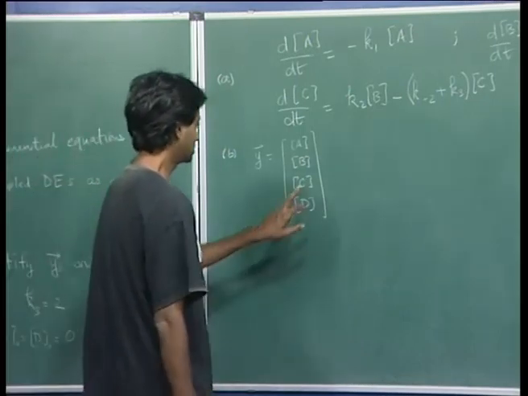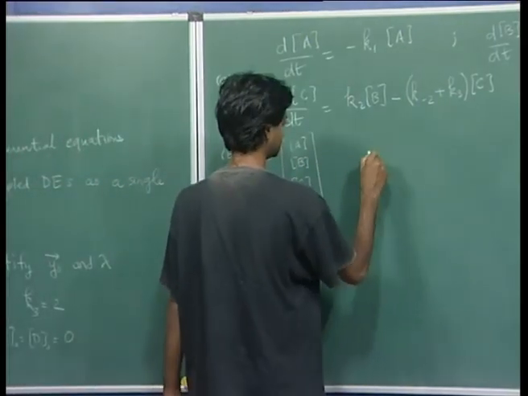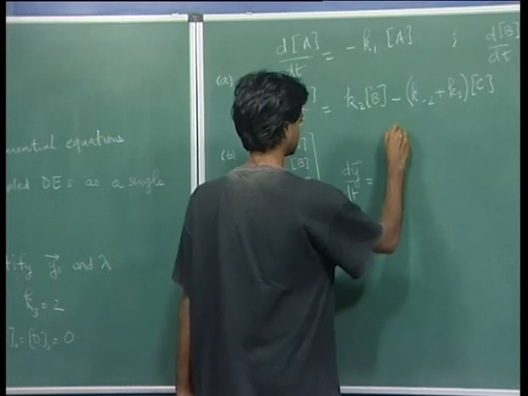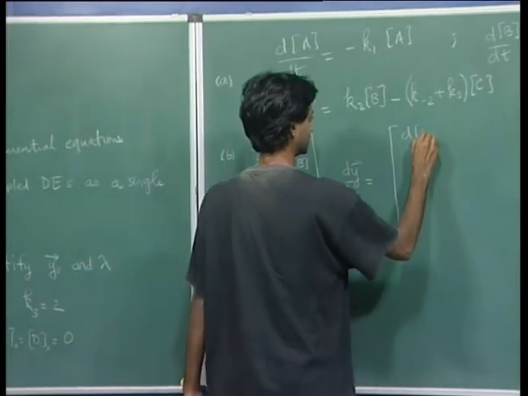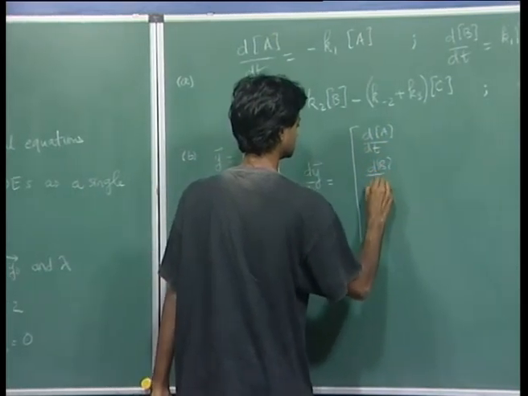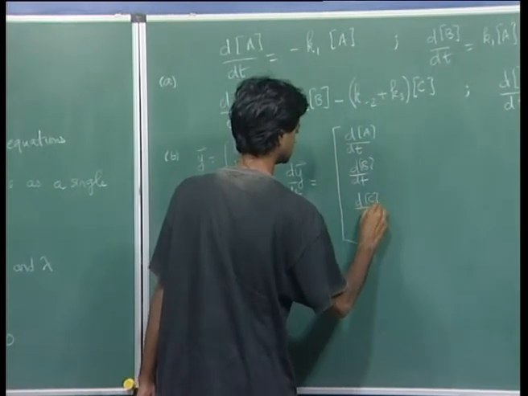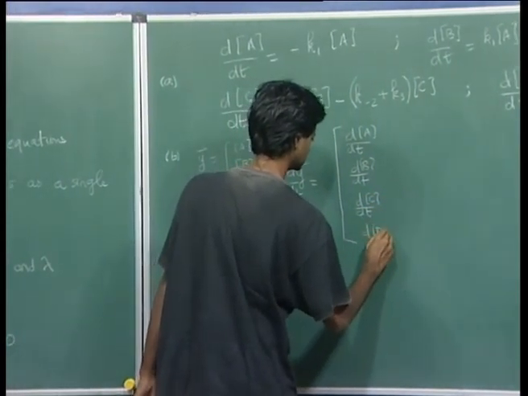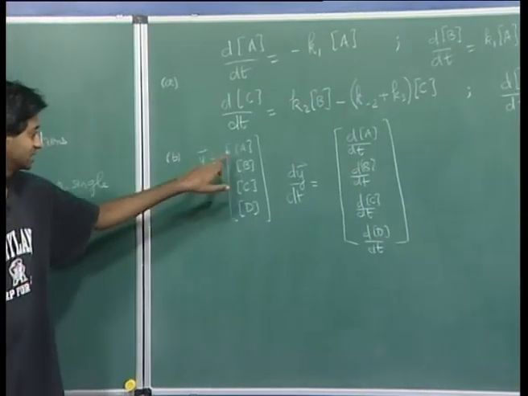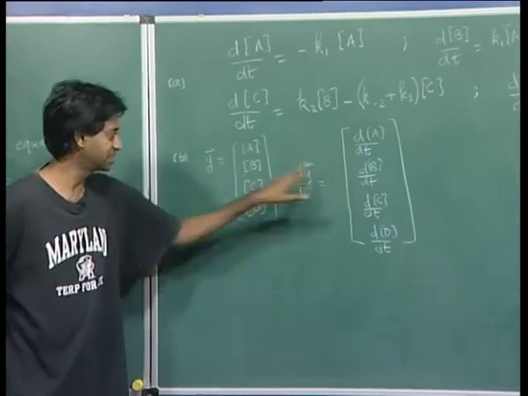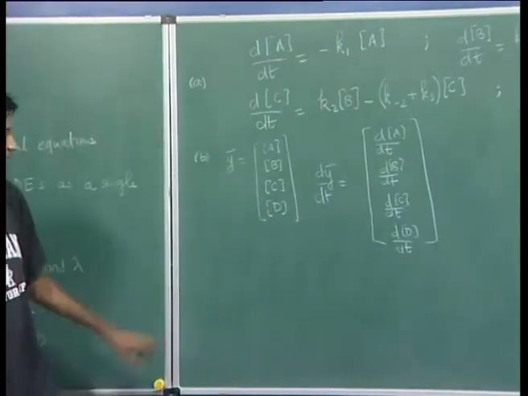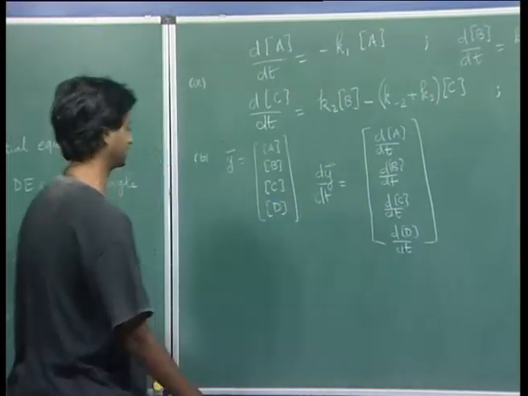Now we can write expressions. We can write this as dy by dt is equal to dA by dt, dB by dt. So it looks very much like y, but instead of A you have dA by dt, instead of B we have dB by dt, C we have dC by dt, and instead of D we have dD by dt. So, this is the vector corresponding to dy by dt.